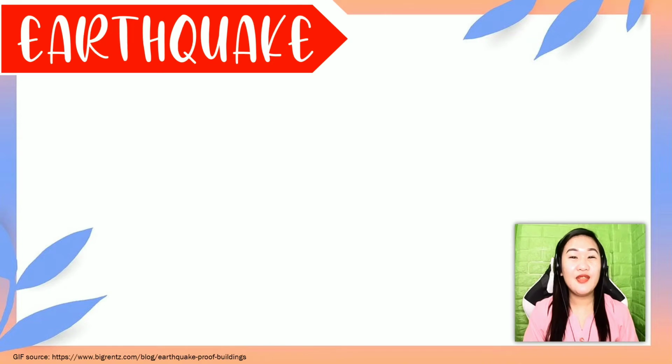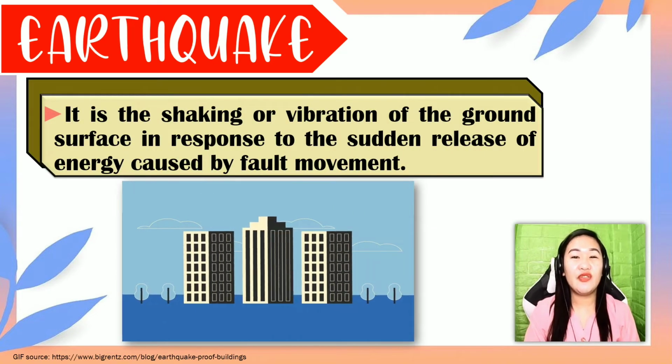When we say earthquake, it is the shaking or vibration of the ground surface in response to the sudden release of energy caused by fault movement. An earthquake happens when two blocks of the Earth's surface suddenly slip past one another. Earthquake is also associated with faults. When a fault suddenly moves, an earthquake occurs. But, do you know what a fault is? To know more about this, let us perform this activity.